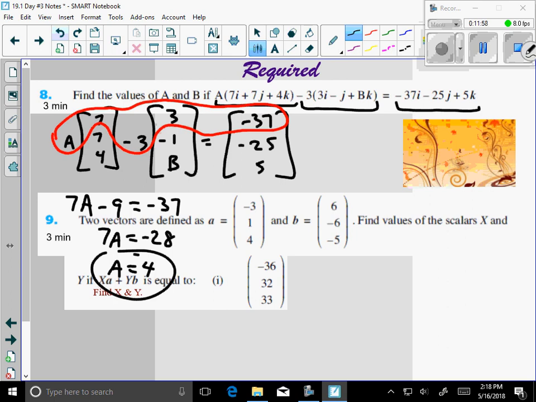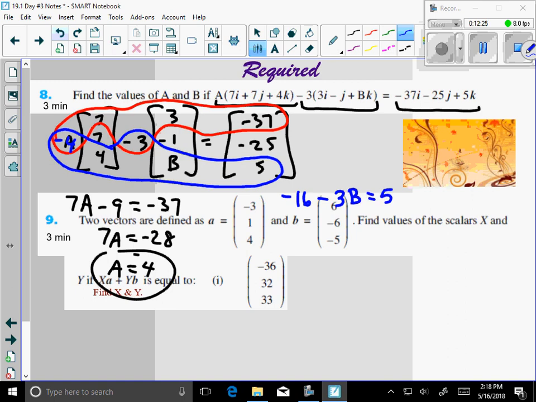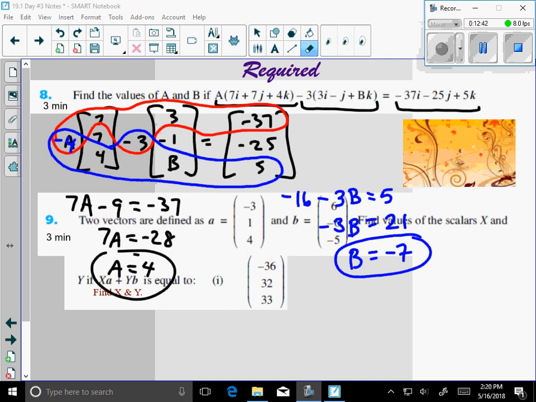So I can figure out A right away. Done. How could I figure out B? That's a negative 4. Yeah, that's a negative 4. I've got to go 4A, right? Isolate B. Well, I know A. A is negative 4. So what does that tell me? That tells me negative 4 times 4, negative 16, minus what? 3B equals 5. Aw. Just the 7s are coming out to play. What does B equal? Negative 7. Boing.